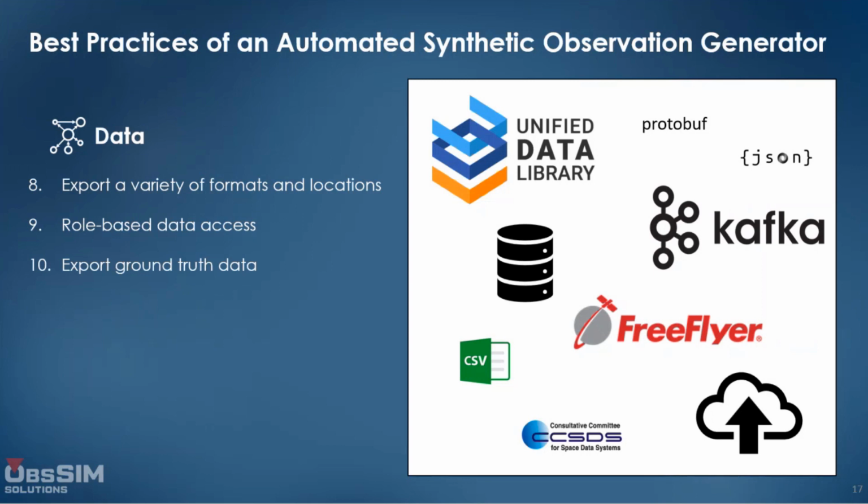And then finally, the last of the best practices is to be able to export the ground truth data. So the events that were generated, that's the ground truth, the omniscient picture that the users are trying to derive.